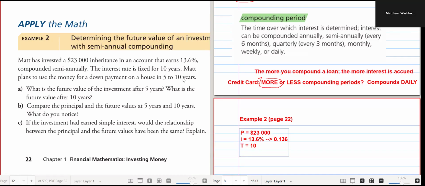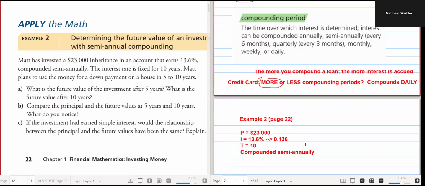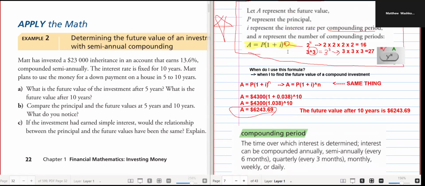And it's compounded semi-annually. What does semi mean again? Refer to 1.1. Semi-annually is 2 times per. So semi-monthly is 2 times per month. Semi-yearly is 2 times per year. So 2 times per year is really the key thing you need to know there. Okay, so I have my principal, I have my interest, I have my term, and I have my compounded period. I have everything I need for my previous formula up above.